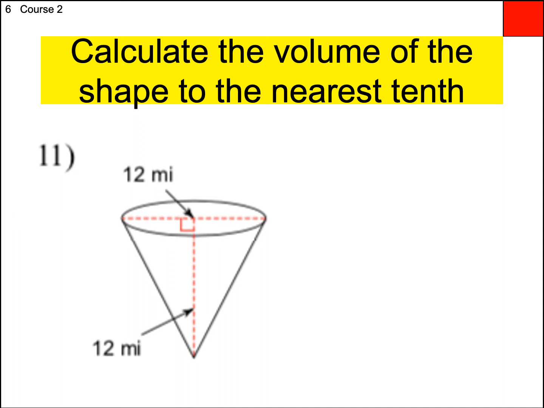How'd you do? All right, well, let's see. So, first off, the name of the shape. The shape is a cone. The formula is 1/3 pi r squared h, where r is the radius and h is the height.